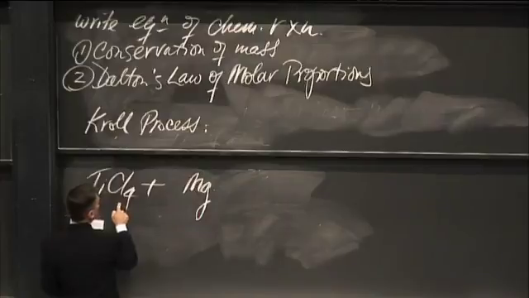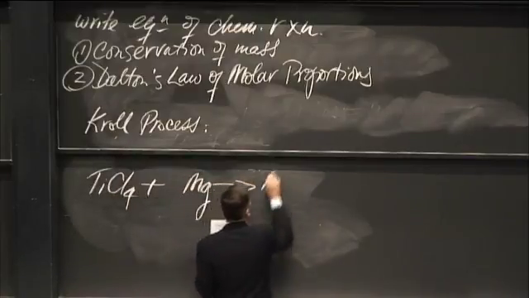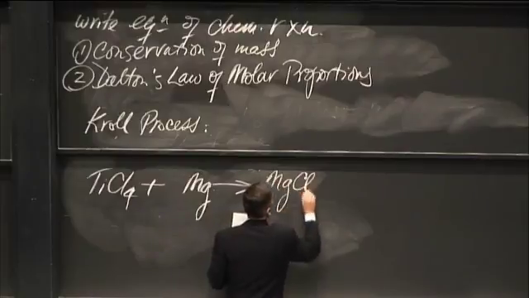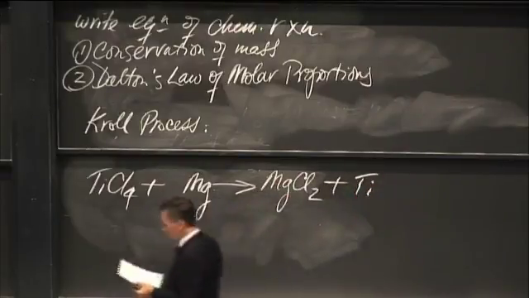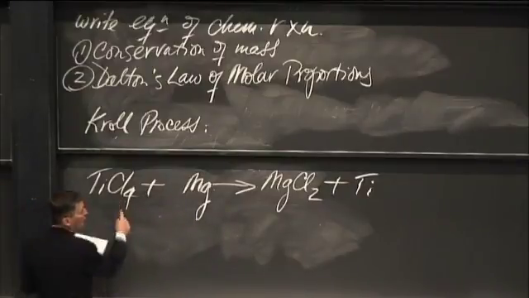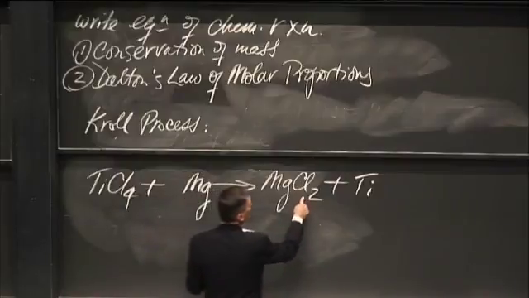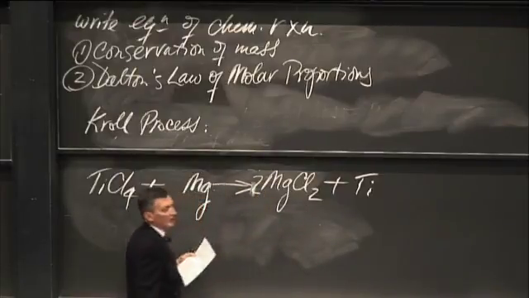Magnesium has a higher affinity for chlorine than does titanium and steals the chlorine from titanium to form magnesium chloride, leaving behind titanium metal. Now, we have to have conservation of mass. So you can see I've got 4 chlorines on the left, but only 2 chlorines on the right. So I'm going to put a 2 here and double the magnesium chloride.